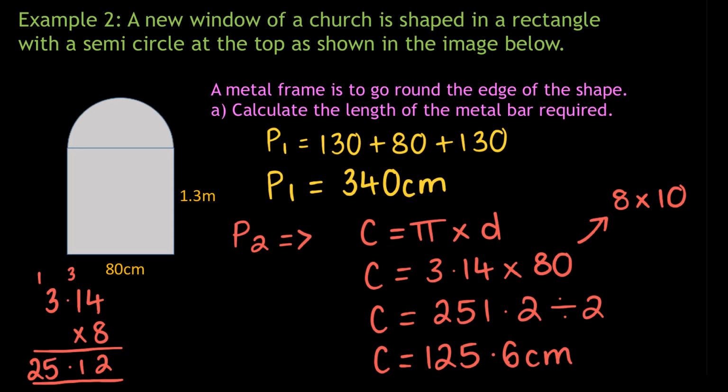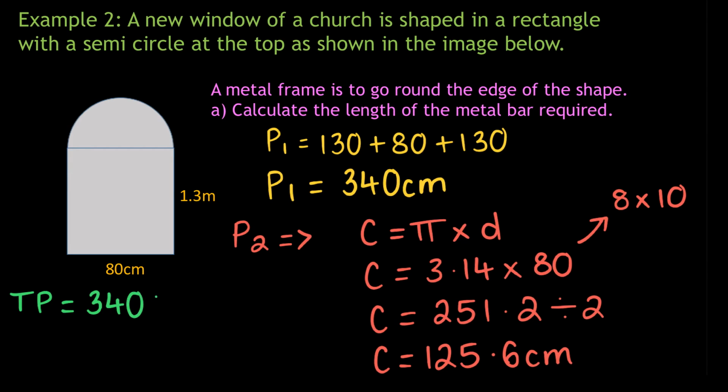What I'm going to do now is rub some of this working out just so that I have enough room to write my answer. So I'm going to rub this little bit of working out down at the side. Don't do this in your jotter, just obviously move on to a new line. And I'm going to talk about the total length. So I'll just write TP for the total perimeter will be 340 plus 125.6.